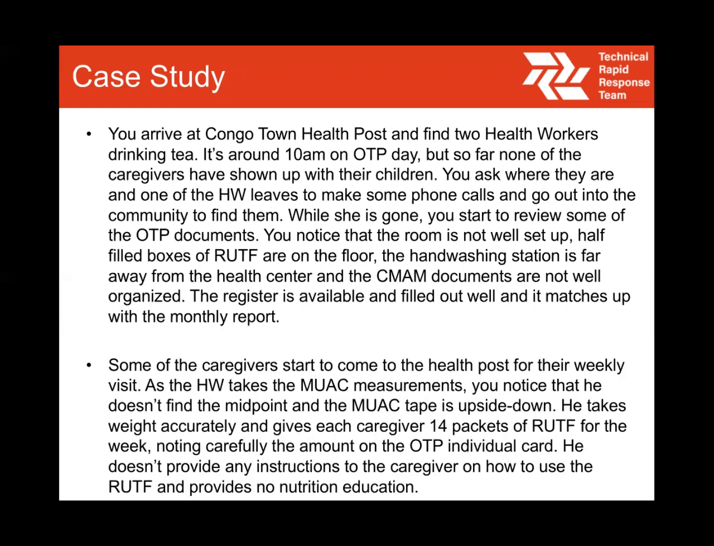And now, as some of the caregivers start to arrive to the health post for their weekly visit, you watch the health worker take MUAC measurements, and you notice that he doesn't find the midpoint, and the MUAC tape is upside down when he takes the measurements. He does take the weight accurately, and he gives each caregiver 14 packets of RUTF for the week, noting carefully the amount on the OTP individual card. He doesn't provide any instructions to the caregiver on how to use the RUTF and provides no nutrition education. So for those of you who have a background in CMAM, you can probably see already some of the strengths and challenges in this case study.